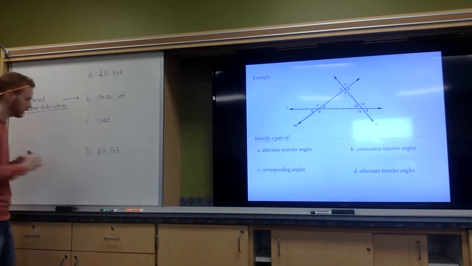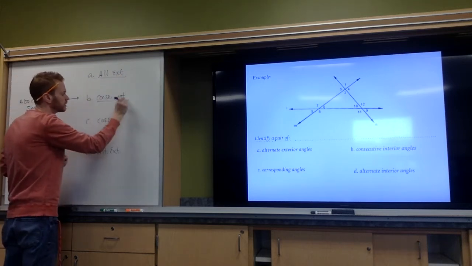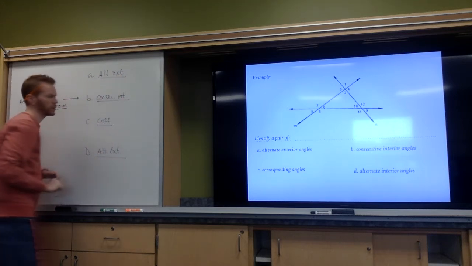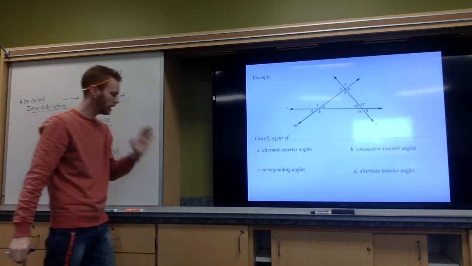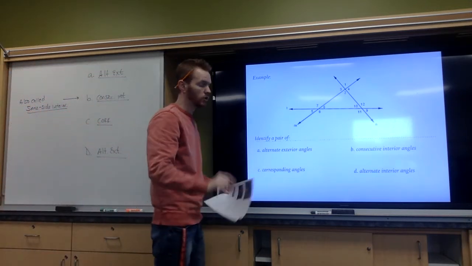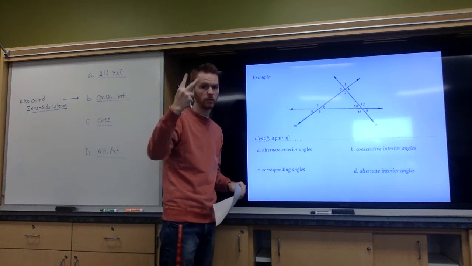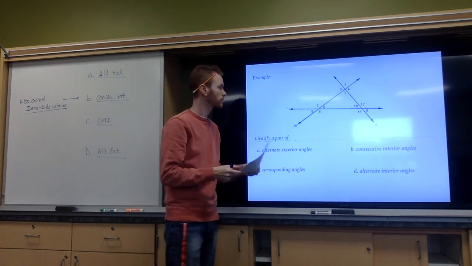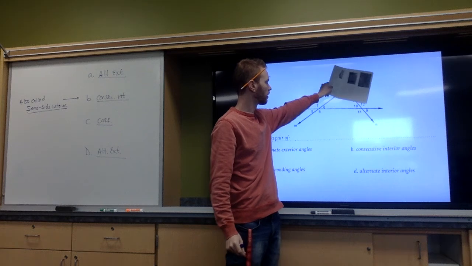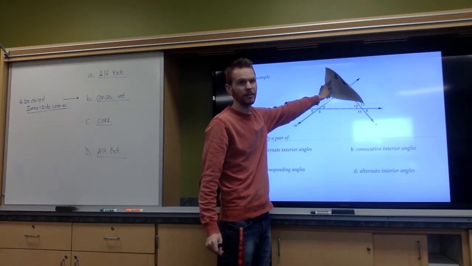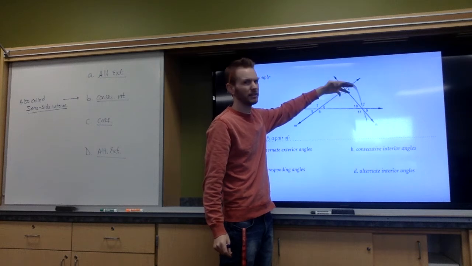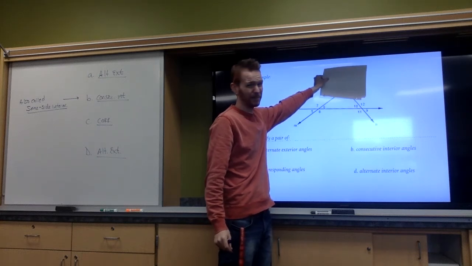All right, so let's name a set of each. And we're going to do a couple of them. Alternate exterior. Here's the plan. Look for a transversal, look for two lines, ignore everything else. So here's what I'm going to do. I'm going to ignore this. It's gone. Yeah, I just hit the TV, and I could have probably damaged it if I hit that harder. I got to be careful.